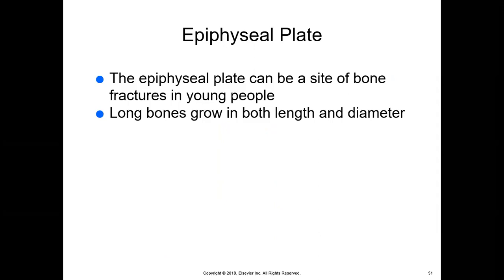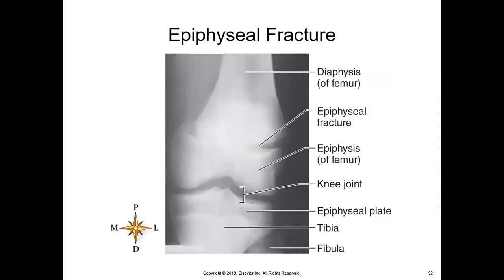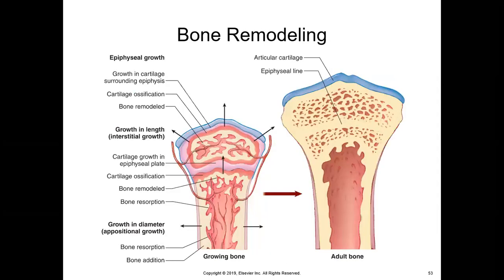Know that long bones grow in length and diameter, just like we talked about with the cartilage. This is what you need to know in terms of long bone. When they grow in length, so when they get longer, it's called interstitial growth. That's growth in length, and that's with both bone and cartilage. When it grows in diameter, it's called appositional growth, so it gets bigger in girth.